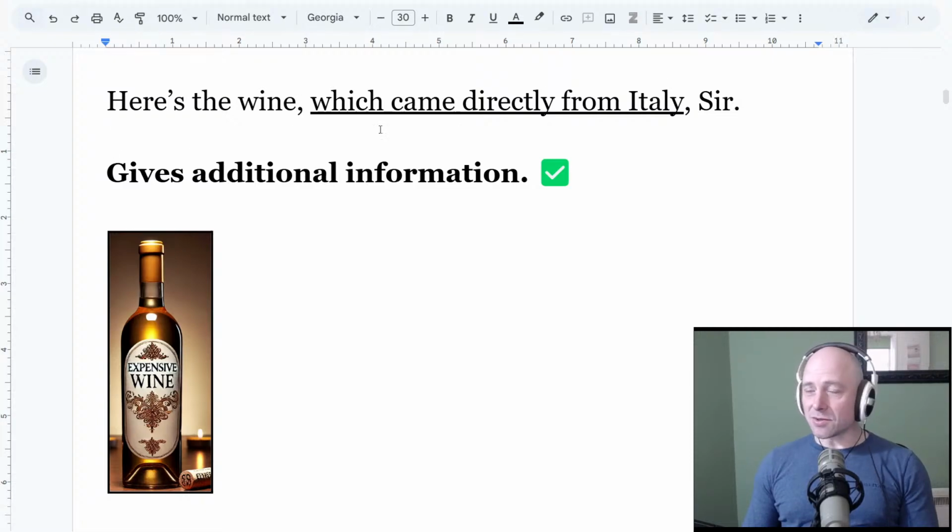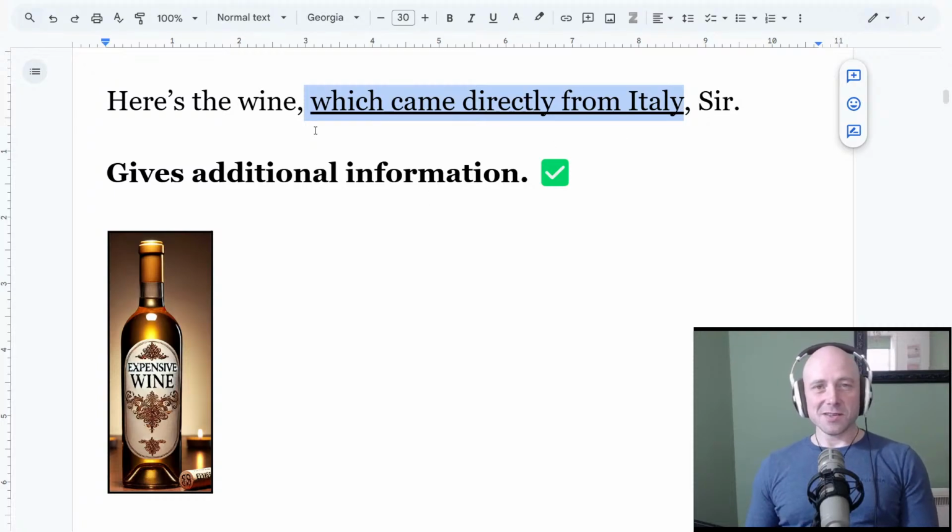This is additional information. There's still only one bottle of wine involved in the whole conversation. Now we're adding information about that bottle of wine. Notice the commas. We'll talk more about this later. Obviously, this is a relative clause, and this is what we're talking about today.